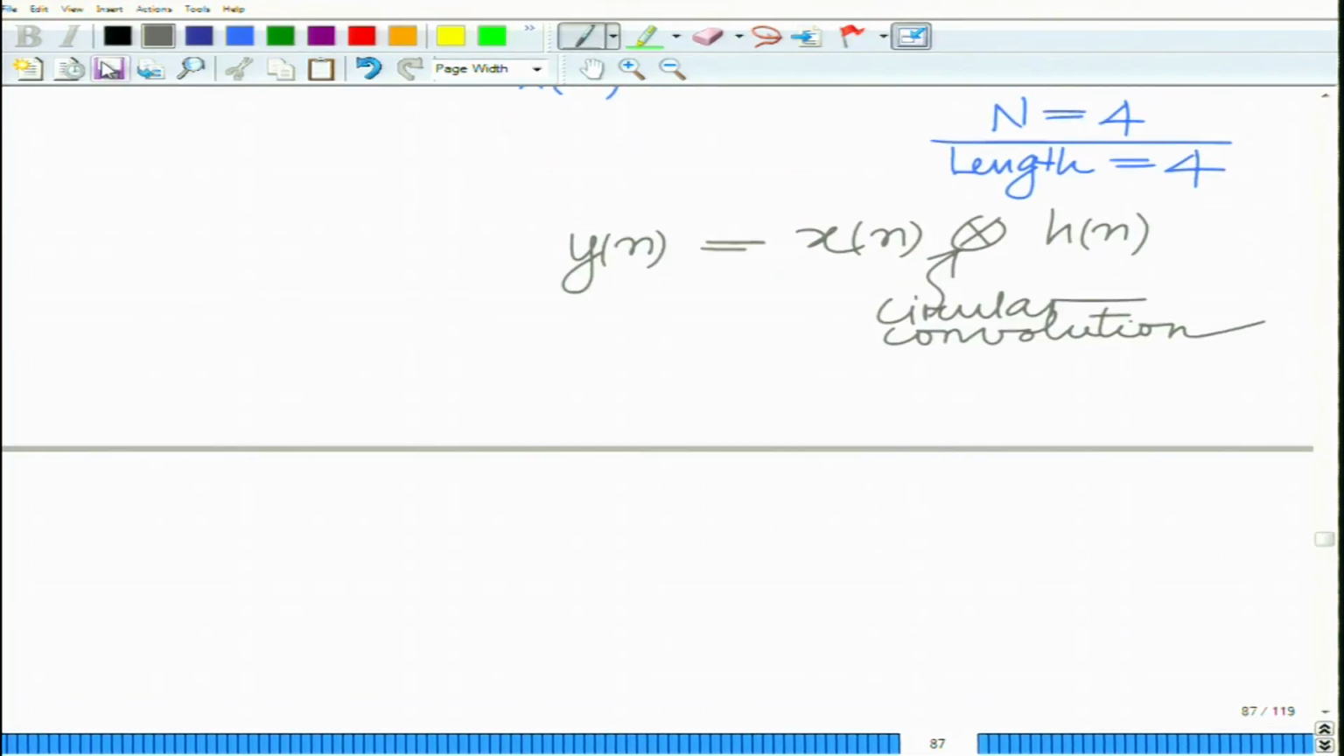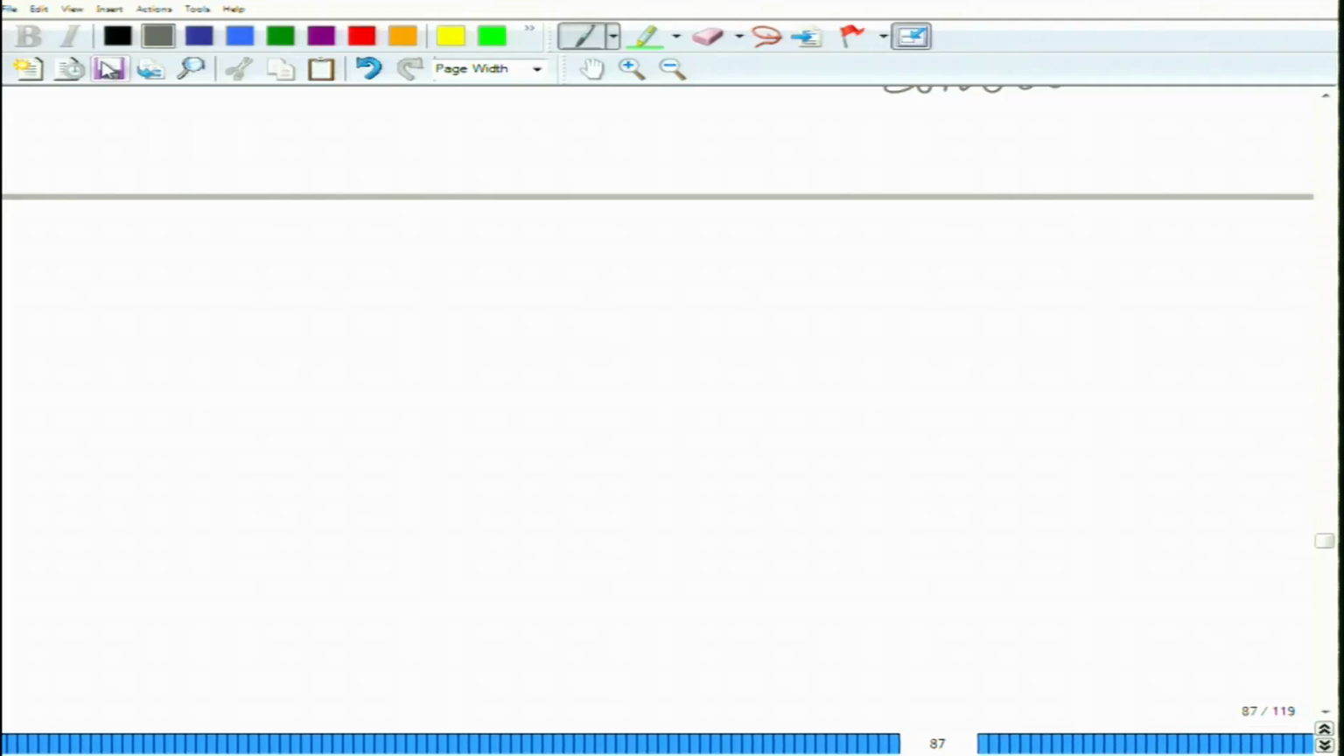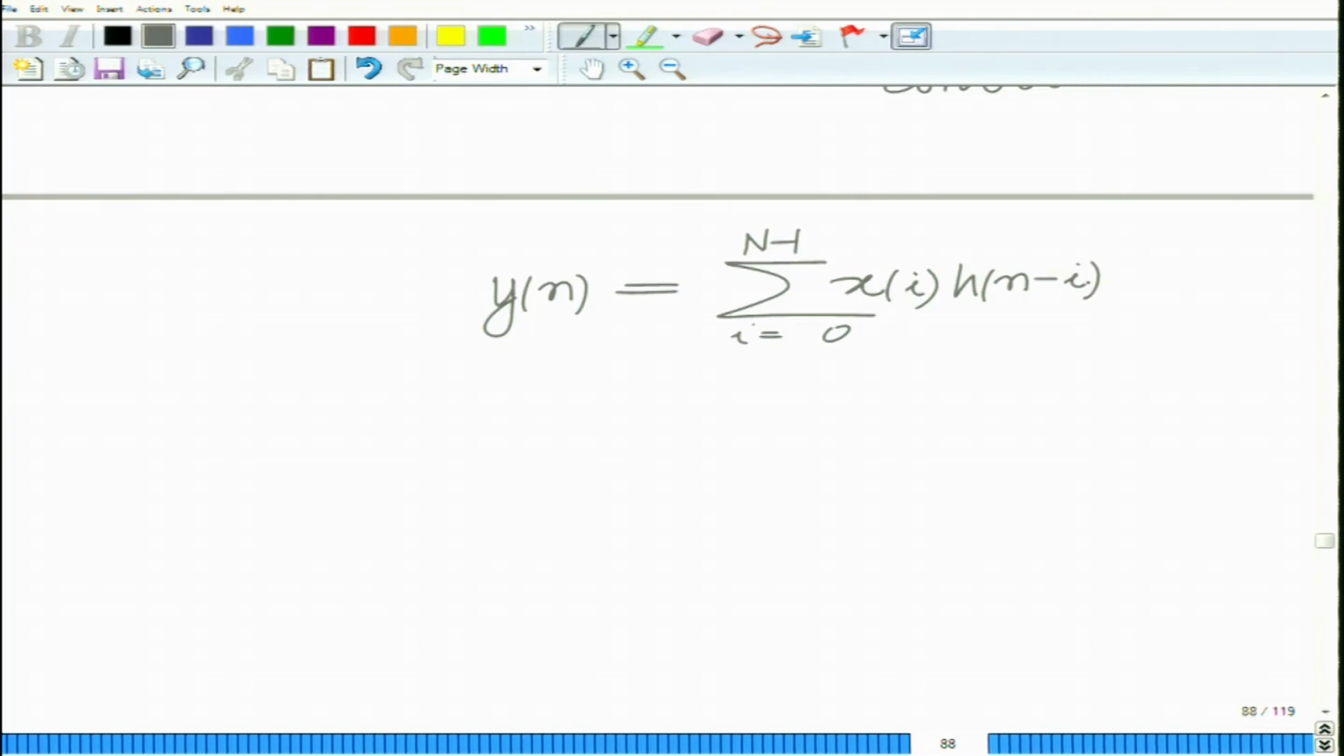Remember, for finite length sequences, one can define a circular convolution, which is nothing but a wraparound convolution. It is defined by this expression: y[n] equals summation I equals 0 to N minus 1 of x[I] h[n minus I]. Now, this is your normal convolution. In circular convolution, this n minus I will be modulo capital N. So, this is n minus I modulo N, and in this case, modulo 4.